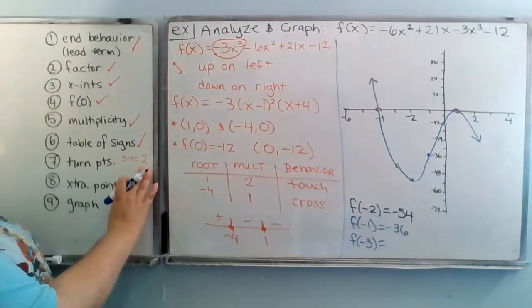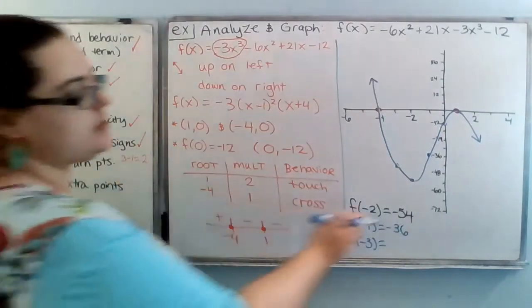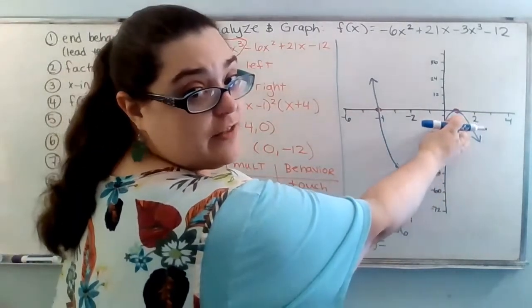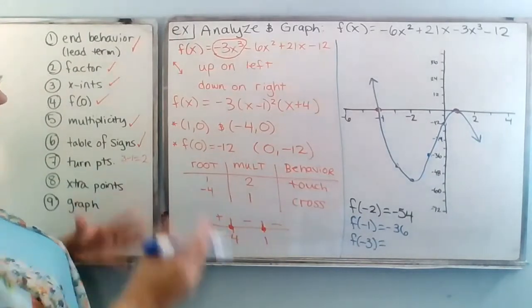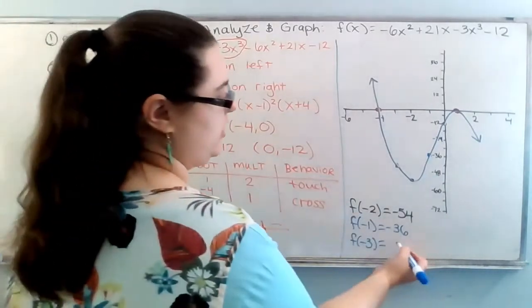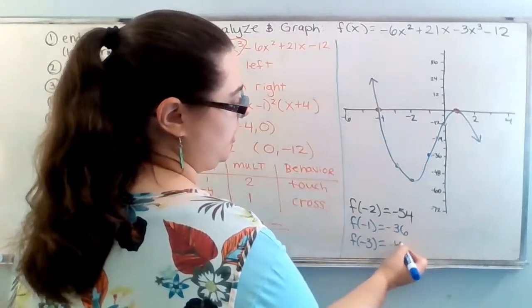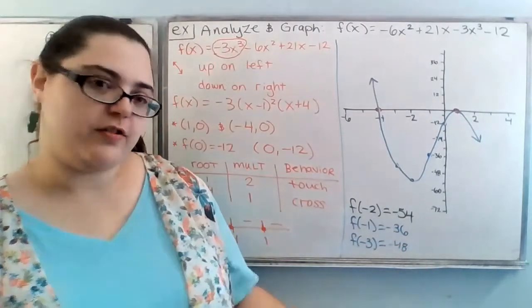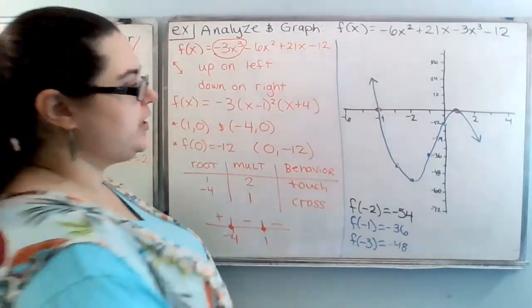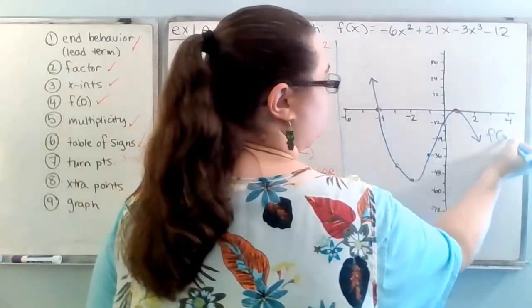We had a maximum of 2 turning points. So here's 1, 2. So we've satisfied that requirement. And yeah, I think we found, I can put in here, that was -48. So I think we found all the important features of this graph. We made a graph of it, and we can just call it f of x.